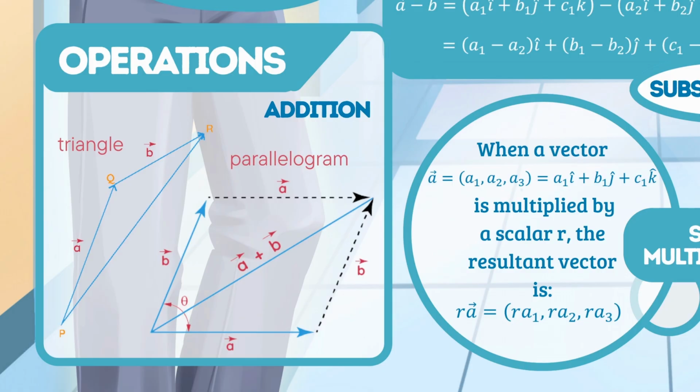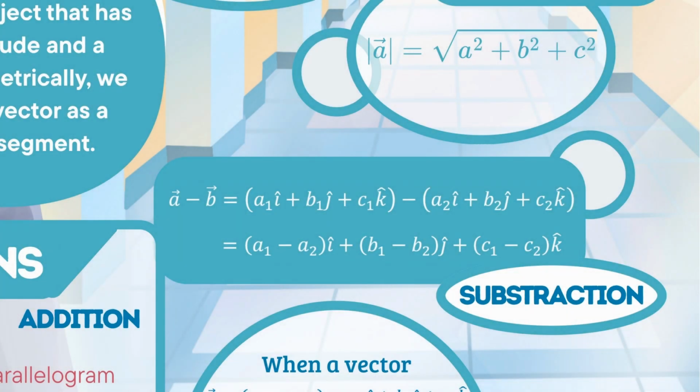The second operation is subtraction. The subtraction of a vector is similar to addition of vectors, but here only the sign of one of the vectors is changed in direction and added to the other vector.